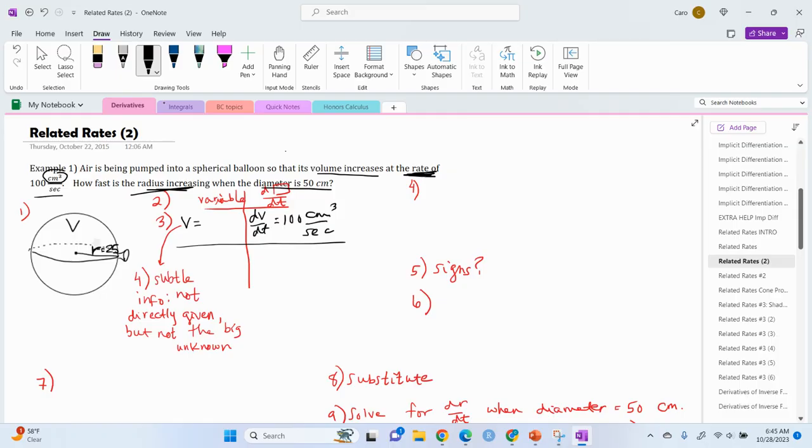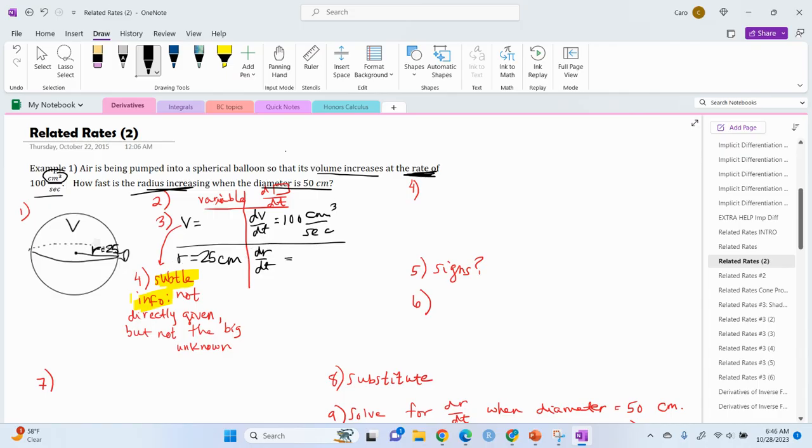Now, they don't tell me what the volume is when the diameter is 50, but you can find it. That's subtle information. It's very important to know the difference between subtle information and the big unknown. The big unknown is what you're solving for. That's going to get a question mark. All right, they tell us the diameter. I'm just going to go ahead and put radius because that's going to be in our problem. And dr dt. So every variable should have a rate that goes with it.